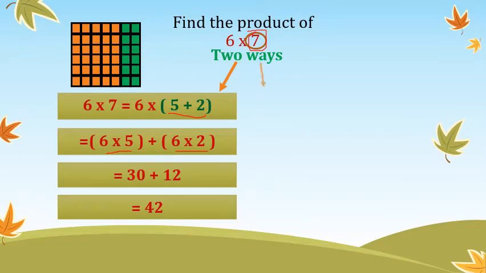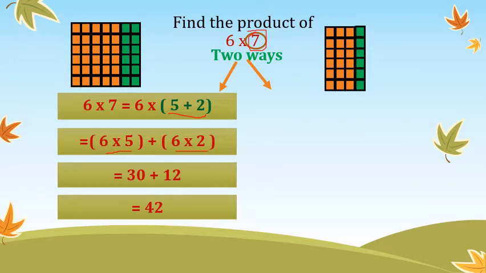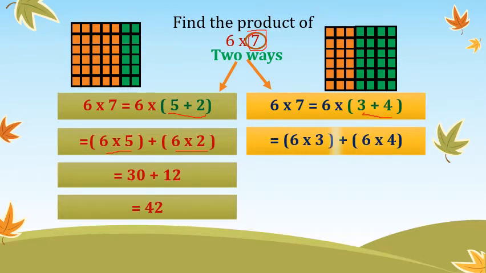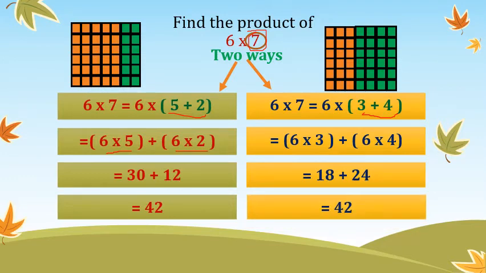Let's see another way to break it down. We can break down the 7 as we want, in several ways. We can break it down to 3 and 4. So we broke down the 7 to 3 and 4. So the first array represents 6 times 3, and the second part of the array represents 6 times 4. So 6 times 3 is 18 and 6 times 4 is 24, and the result at the end is 42. So breaking down the array makes it easy to find the multiplication.